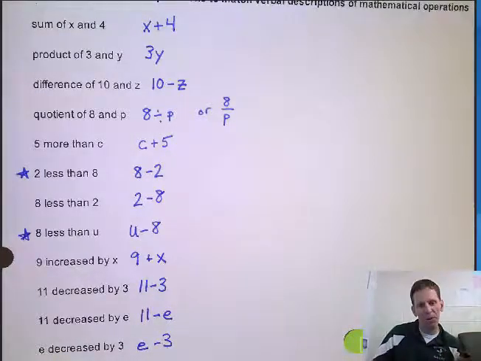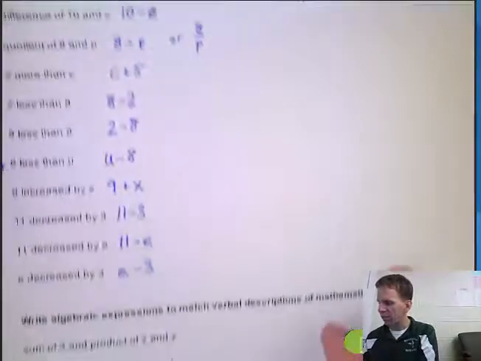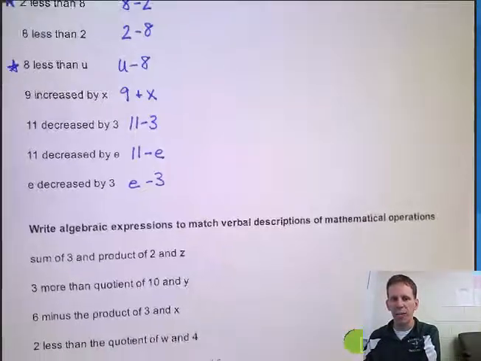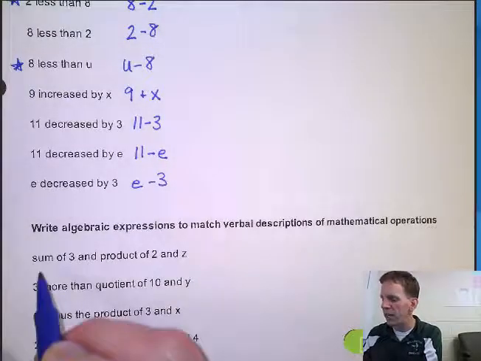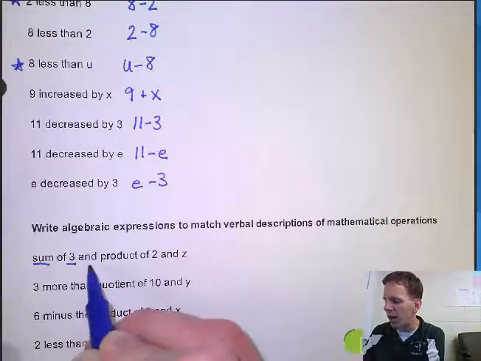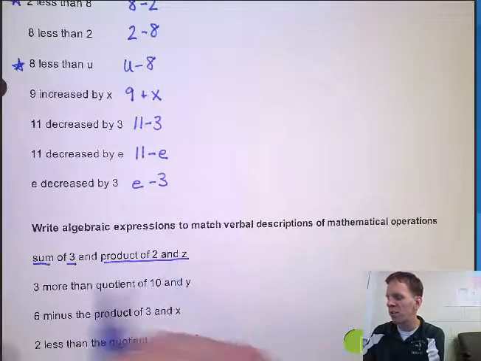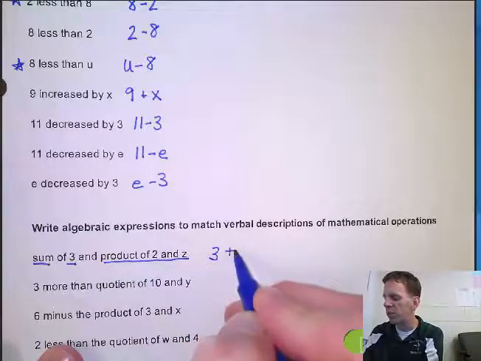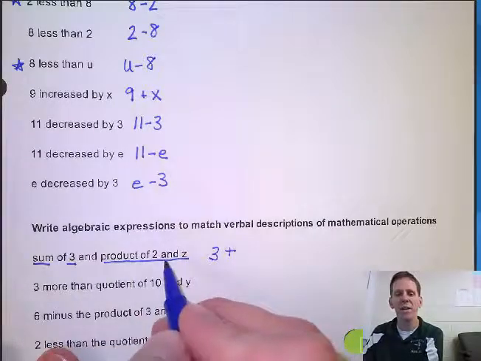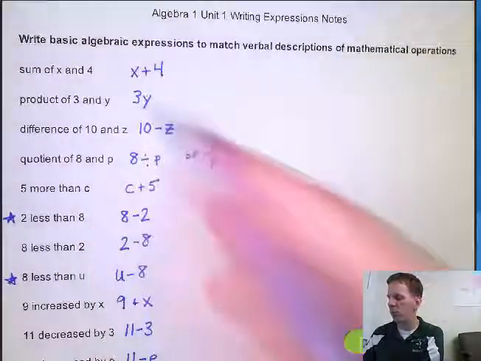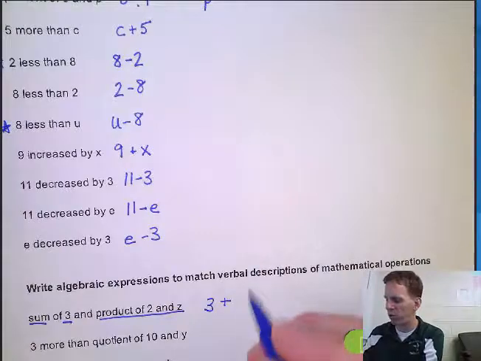Let's add a level of difficulty to it. Let's take the sum of 3 and the product of 2 and z. So we're taking the sum of the number 3 plus the product of 2 and z. So we're adding two things. 3 plus this product. And product means multiplication. So we're going to multiply 2 and z together, and we're going to add 3 to it.